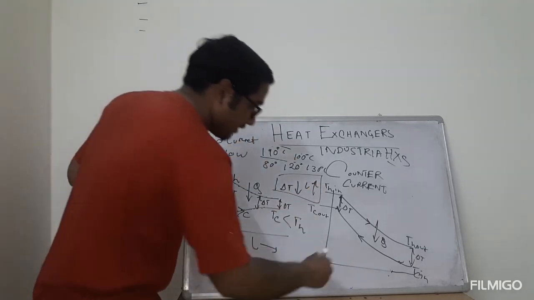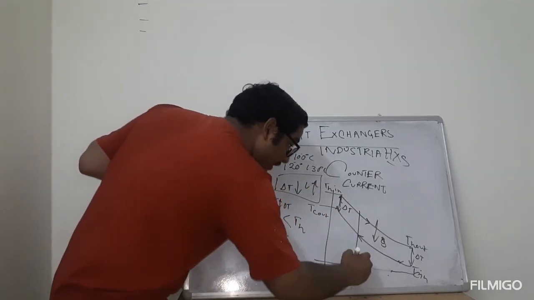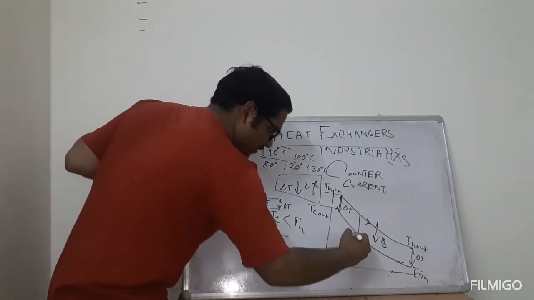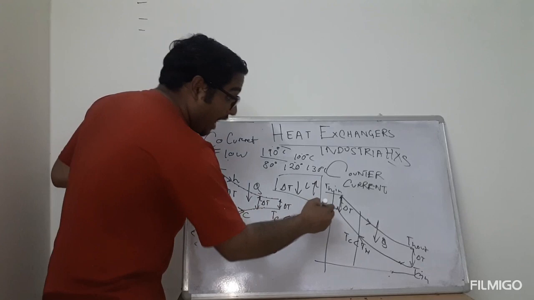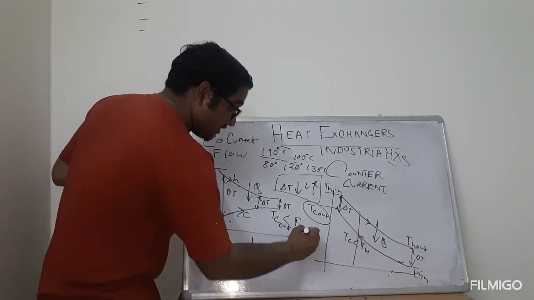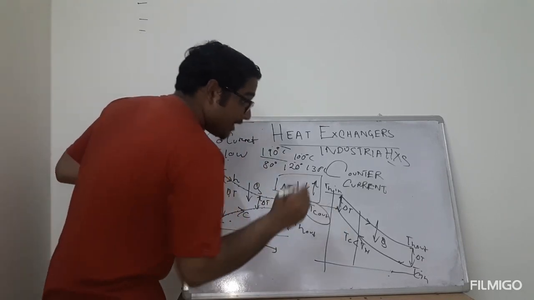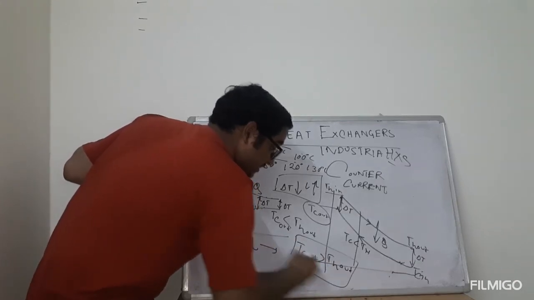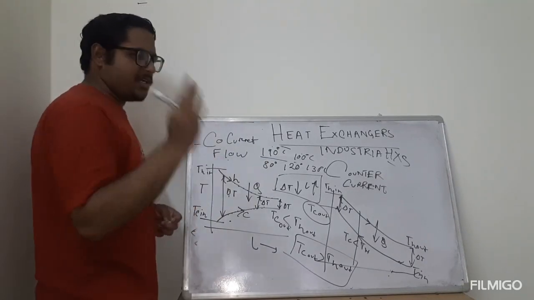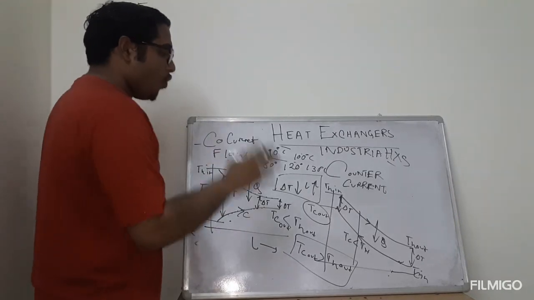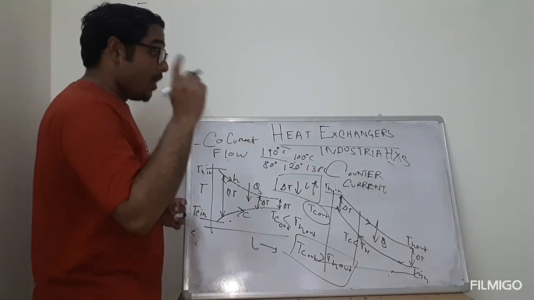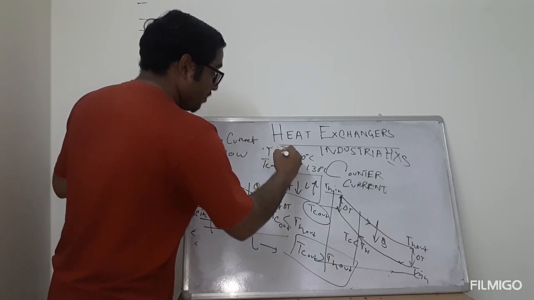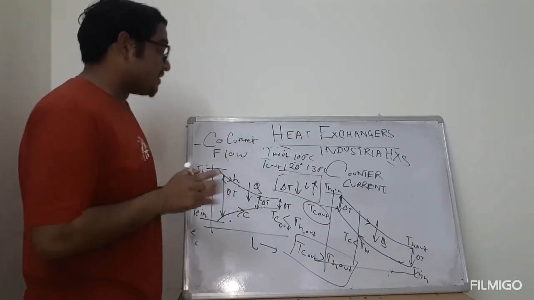Throughout it is less, but here at a particular length obviously TC will be lesser than TH, but TC out is less than TH out in co-current, whereas here TC out can be greater than TH out. So whenever this condition exists, you can be asked a question that a hot fluid is entering at a certain temperature, exiting at 100 degrees Celsius. A cold fluid is entering at a certain temperature and exiting at 120 degrees Celsius. What kind of heat exchanger is this? Only the TC out and TH out are given. Can you state what kind of heat exchanger you can use in this case?